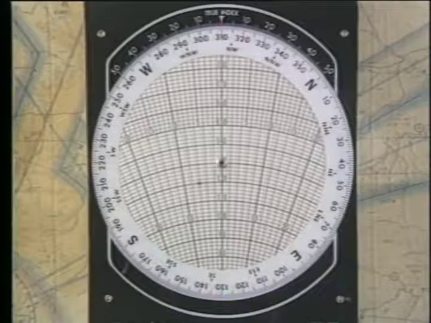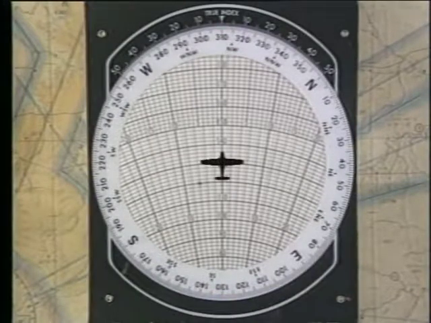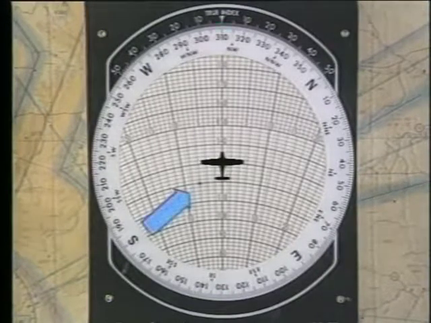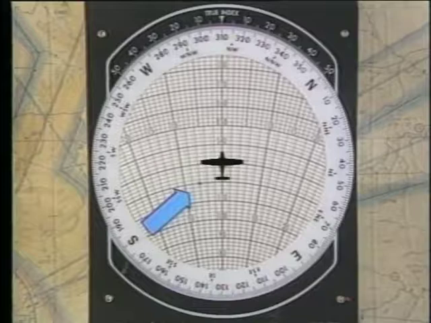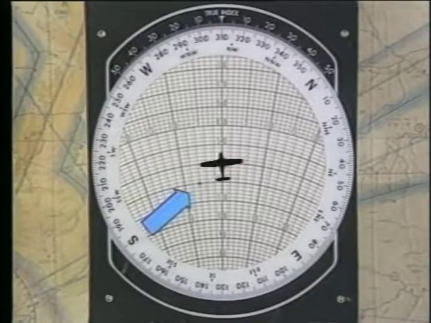To verify that these figures are correct, you can visualize that the grommet represents your airplane and it's heading toward the index mark. Since the wind is behind and to your left, ground speed should be higher than true airspeed, and the true heading should be left of the true course.